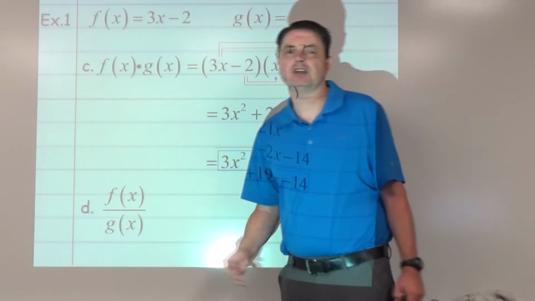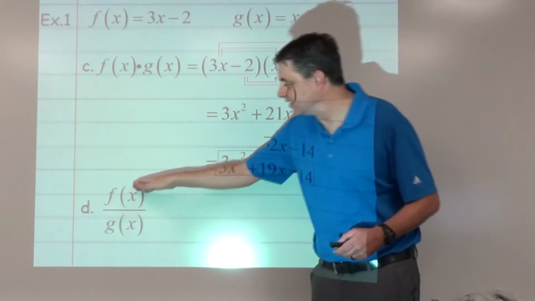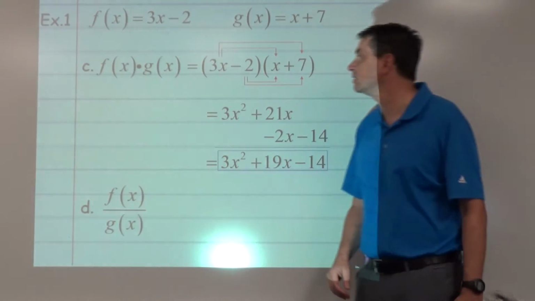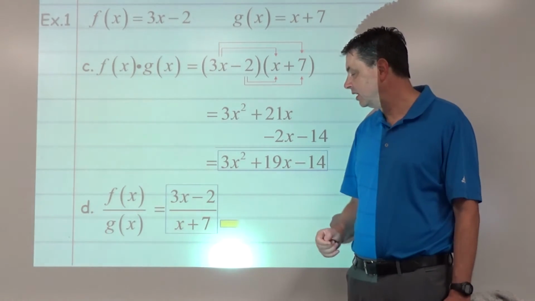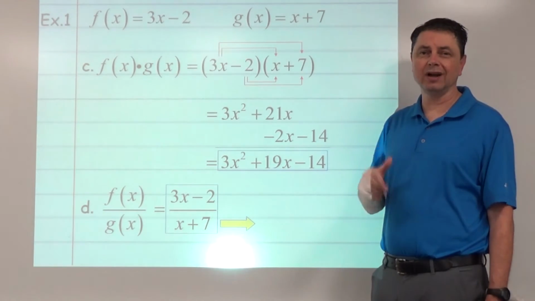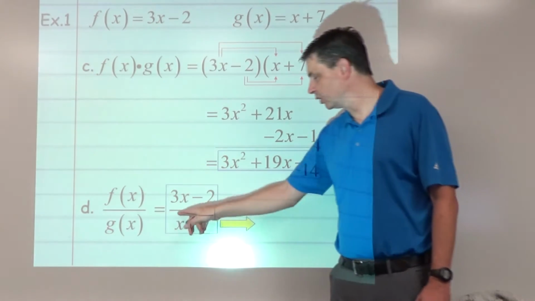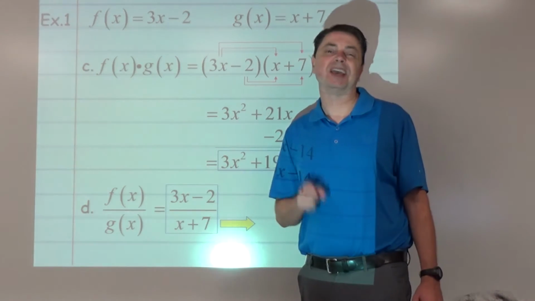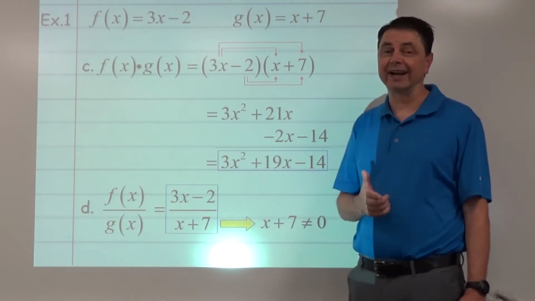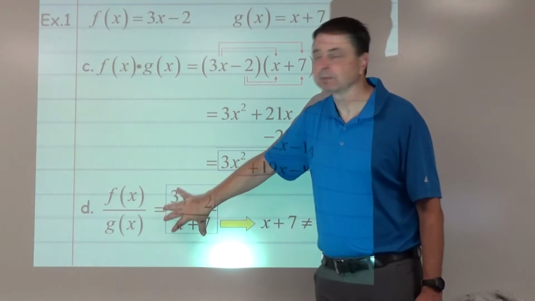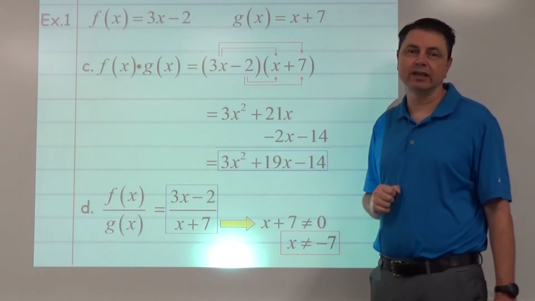f of x divided by g of x. Now, unlike back in chapter 5, we're not actually going to need to perform the division. We'll just need to show it as a fraction like it is here. So that would be 3x minus 2 over x plus 7. But division comes with one extra condition because we're not allowed to divide by 0. Here we're dividing by x plus 7. So we would say x plus 7 cannot equal 0. And then we want to solve for x to find out what x cannot be for that quotient function. So x cannot equal negative 7.